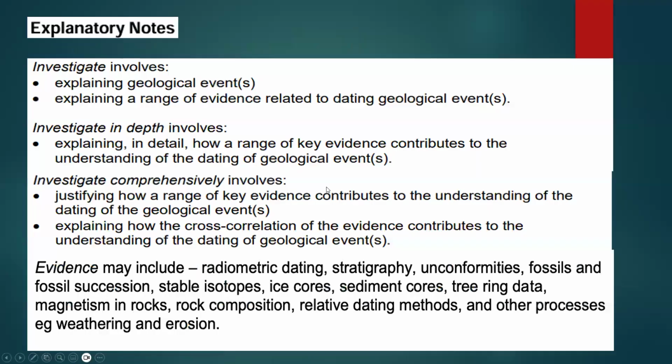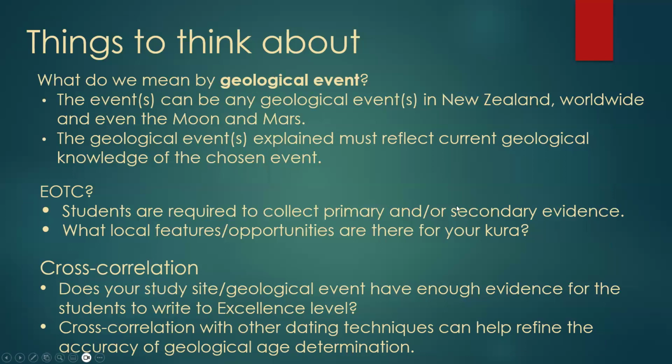Now just flick back to this part here. I want to focus on the excellence criteria, so investigate comprehensively. You'll notice the second bullet point says cross correlation, so I just want to have a bit of a chat around that. The thing I thought is key when deciding what to do is to think: does the site you want to go to have more than just stratigraphy? Are there fossils present? Is there something else around that you can allow your students to look at, more than one line of evidence?